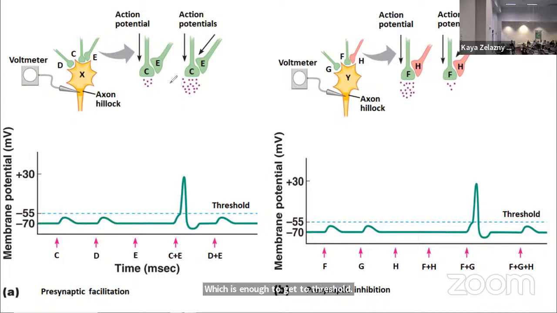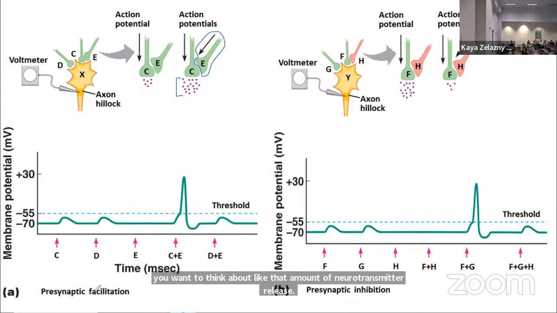Because E only acts on C, if D and E fire at the same time, that's just the same as if D fired on its own, because E is not touching neuron C. So in this case, we'd refer to this modulating neuron E. So this would be our modulating neuron. We would say it's doing presynaptic facilitation because it made it easier for us to get to an action potential. It made C release more neurotransmitter. So you want to think about that amount of neurotransmitter release when we're thinking about presynaptic facilitation versus inhibition.